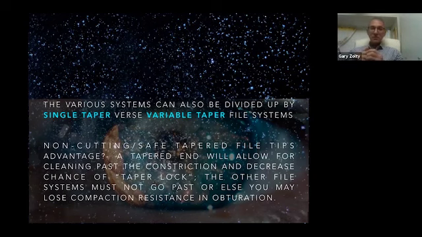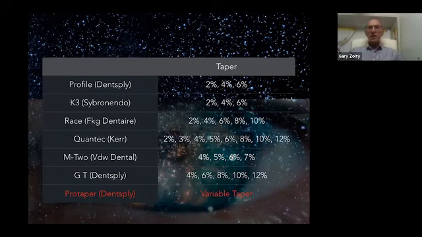The other file systems must not go past the foramen, or else you may lose compaction, resistance, and obturation. So these are the main differences between the two file systems when we look carefully at how you are going to finish at the tip. So let's look carefully at the taper.